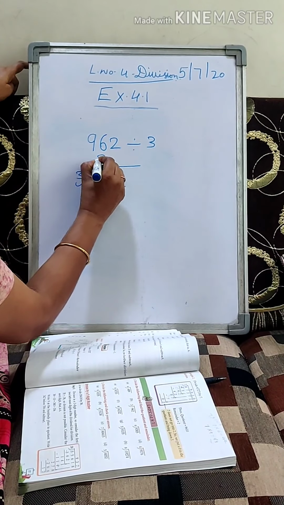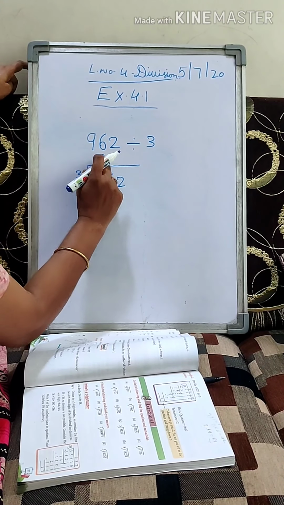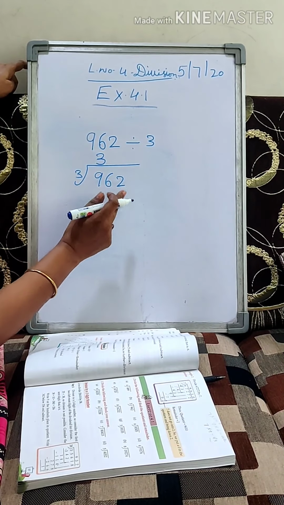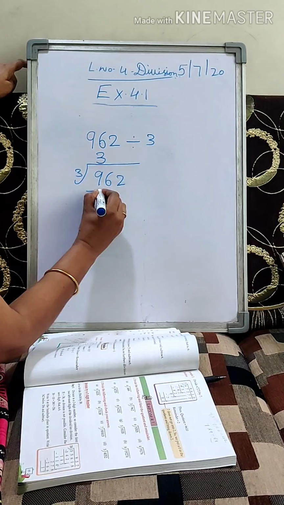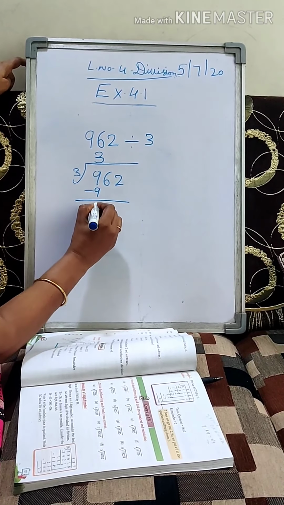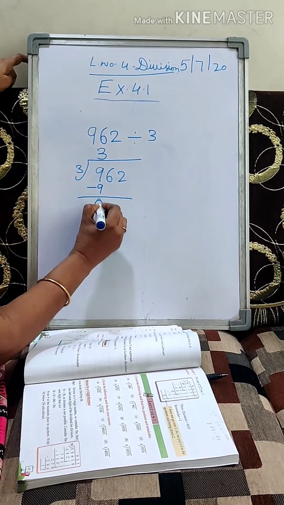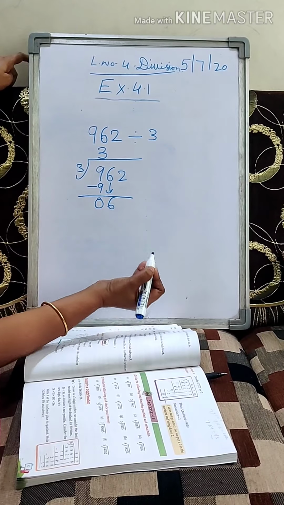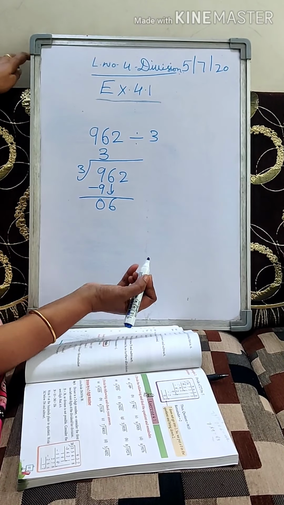How many 3's are there in 9? 3 3's are there in 9. So you write 3 at the quotient place and write 9 below 9 and subtract it. Then 9 minus 9, 0. Then bring down the next digit, that is 6.